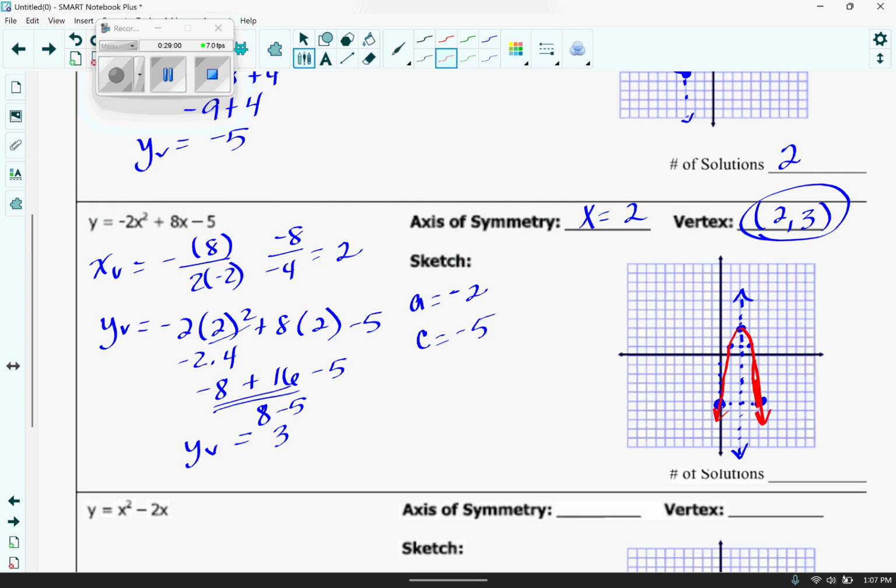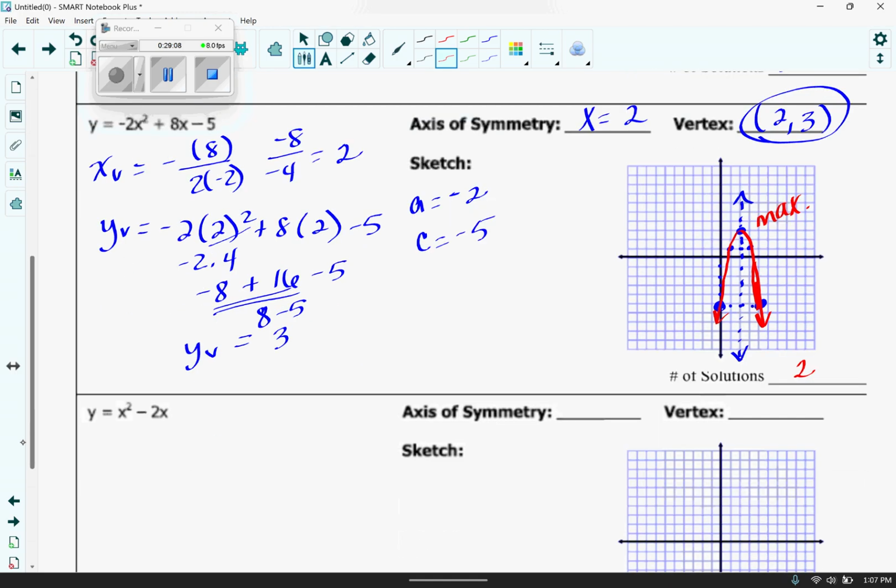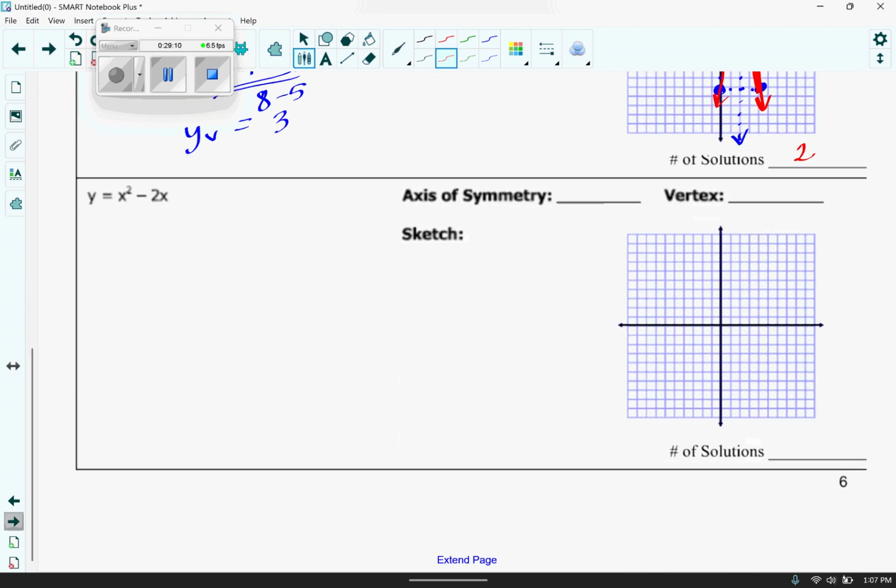There we go. And it crosses the x-axis 2 times. This is a maximum. Okay. This next one's a little bit different because I don't have a c value. This is 1 for my a, negative 2 for my b, plus 0 for my c. This is going to cross the y-intercept at 0. So a equals 1, b equals negative 2, c equals 0.